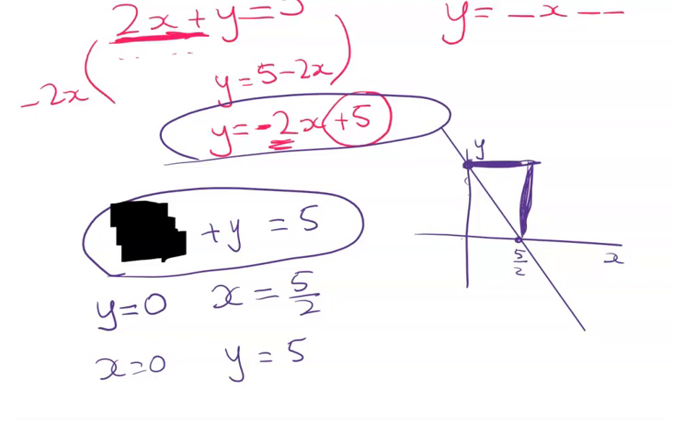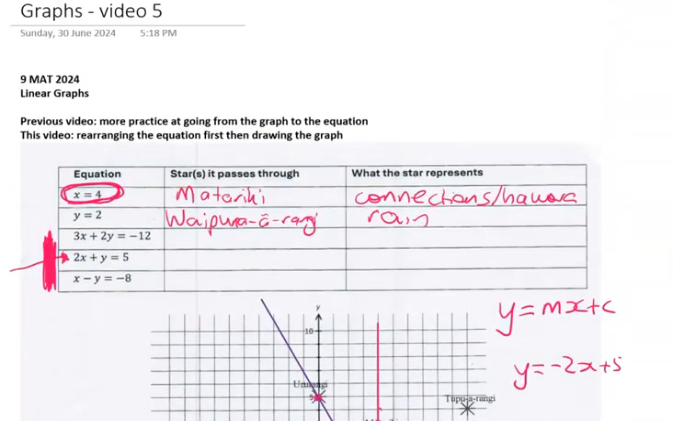So that's called finding how to draw the graph using the cover-up method. And you're welcome to use that as well. Most Year 9s like to write it out like this in mx+c form. Okay, let's keep on going.